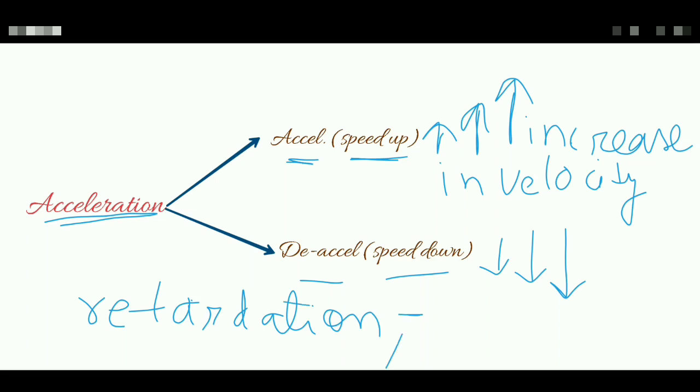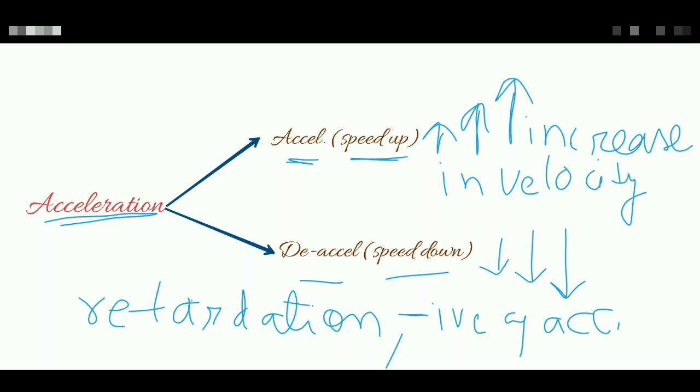Or we can say negative acceleration, or opposite of acceleration, or acceleration in the opposite direction. There are many ways to represent the opposite of acceleration, but precisely both are acceleration only. Whether we are speeding up or speeding down, precisely we can say it is acceleration.